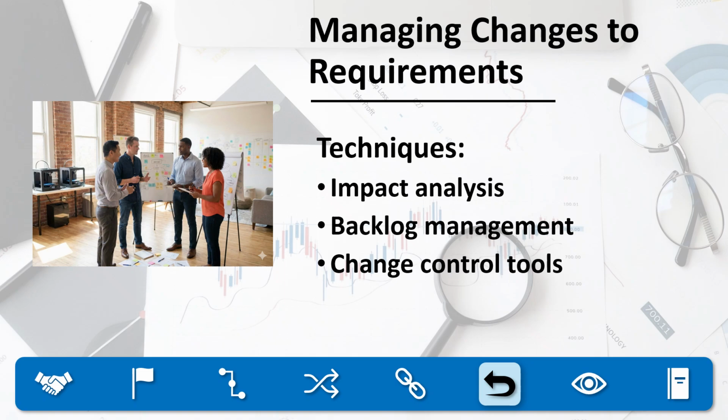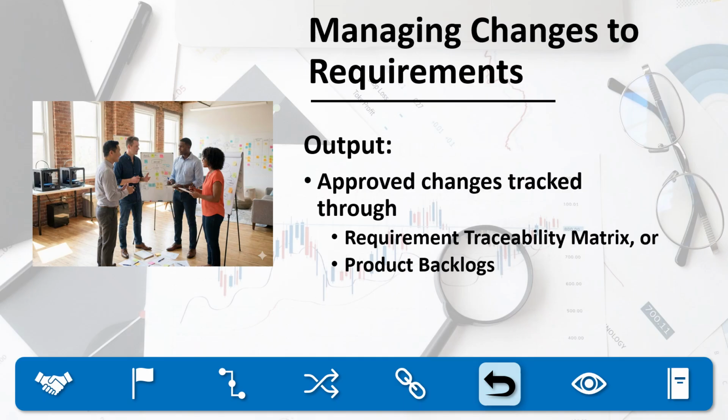A variety of techniques support this process. Impact analysis helps assess the ripple effects of change across requirements, design, and testing. Backlog management is common in agile contexts where user stories may be reprioritized or rescoped. In more formal environments, change control tools and workflows ensure that approvals are logged and auditable. Regardless of the method, the output remains the same: recommended and approved changes recorded, communicated, and tracked through tools like the Requirement Traceability Matrix or a Product Backlog.